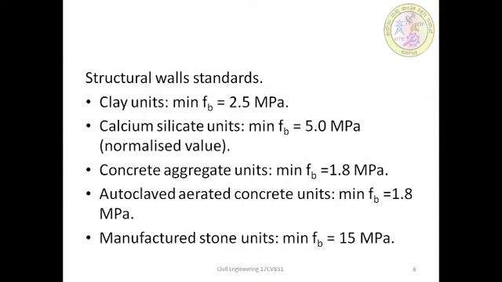And if calcium silicate units are there, the minimum compressive strength fb should be 5 MPa. And if concrete aggregate units are there, then fb is equal to 1.8 MPa. And if it is an autoclaved aerated concrete unit, then here fb will be at least 1.8 MPa.